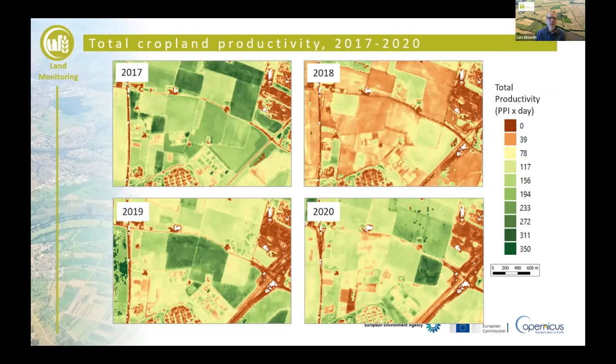And this is now not for Italy any longer, but for South Sweden. And we can see the difference between 2017, 2018, 2019, and 2020. What stands out here are the low values in 2020 for these croplands. And as most of you probably know, we had a very severe drought over Northern Europe in that year, and that severely affected the productivity of the crop fields.